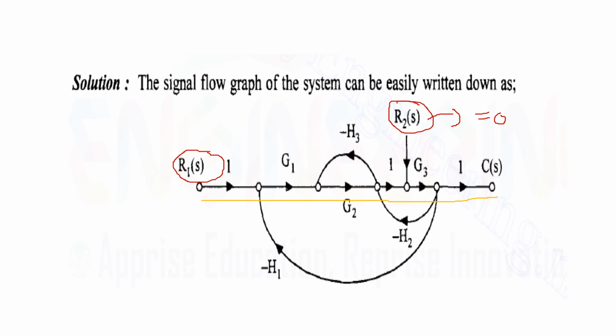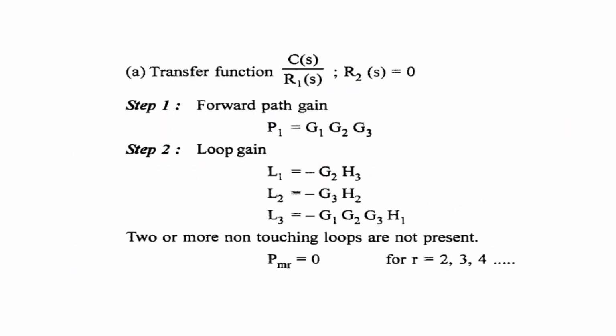Now coming to the loops, okay, so this is one loop what I have, another loop is here, you have one more loop starting like this and you are ending at this point. So one forward path and 3 loops, and all the loops they touch each other. So for this particular example, your P1 is G1, G2, G3. We have 3 loops, minus G2 H3, minus G3 H2, minus G1 G2 G3 H1, and there are no non-touching loops. Okay, and delta 1 is also equal to 1.